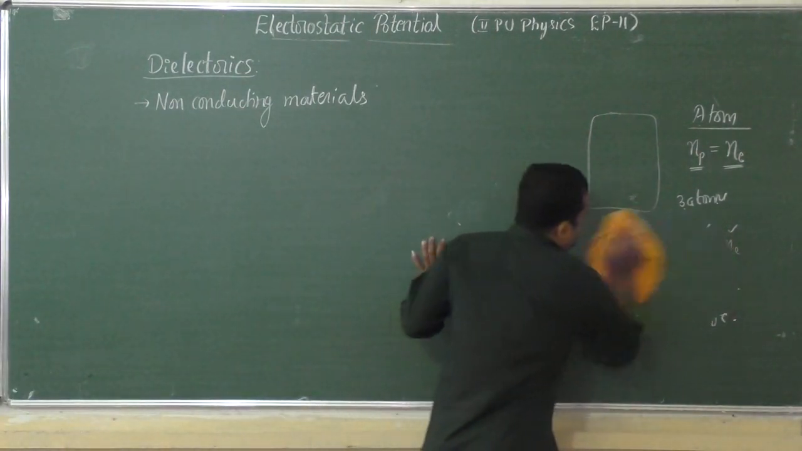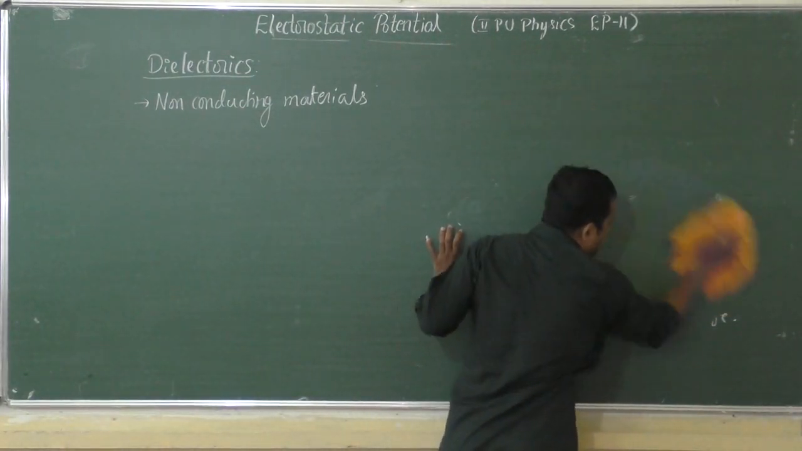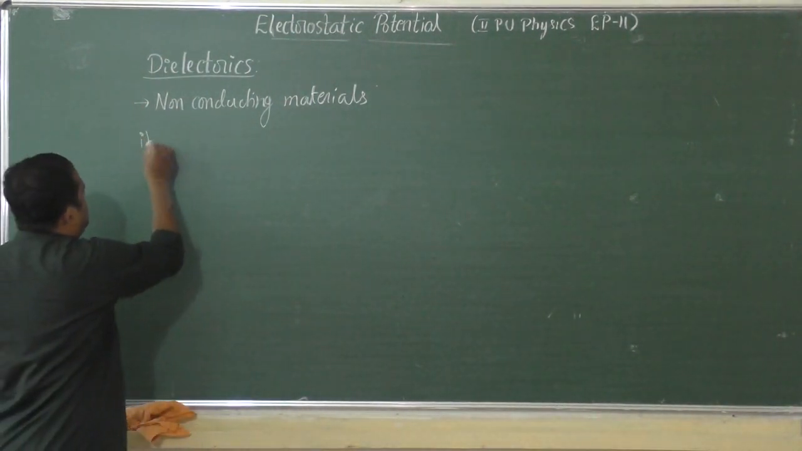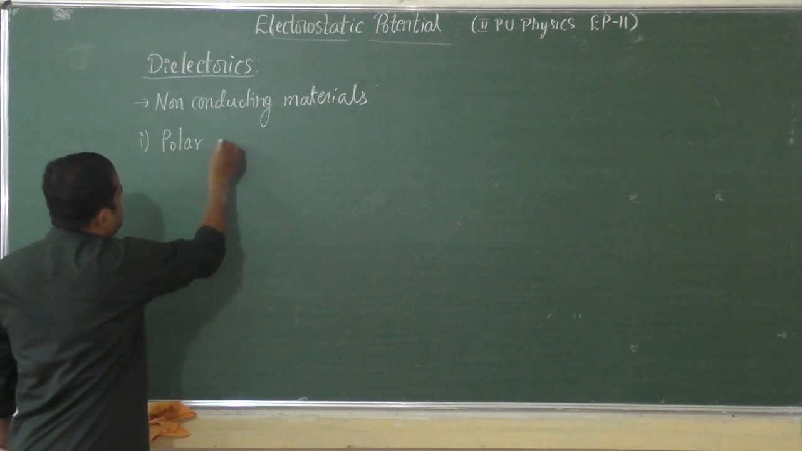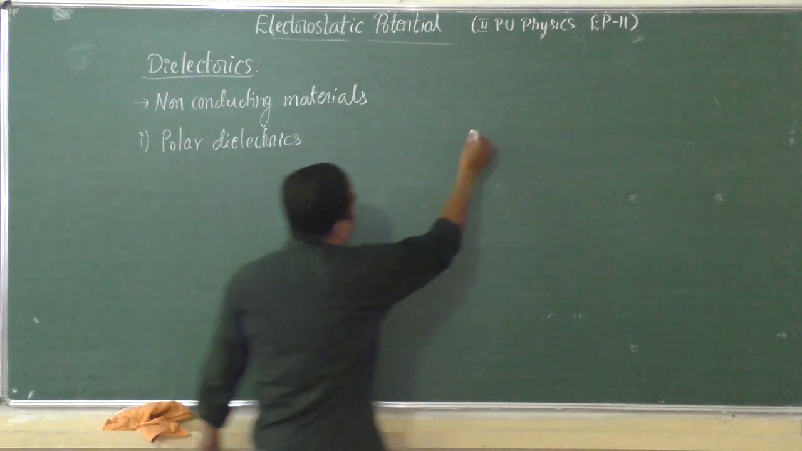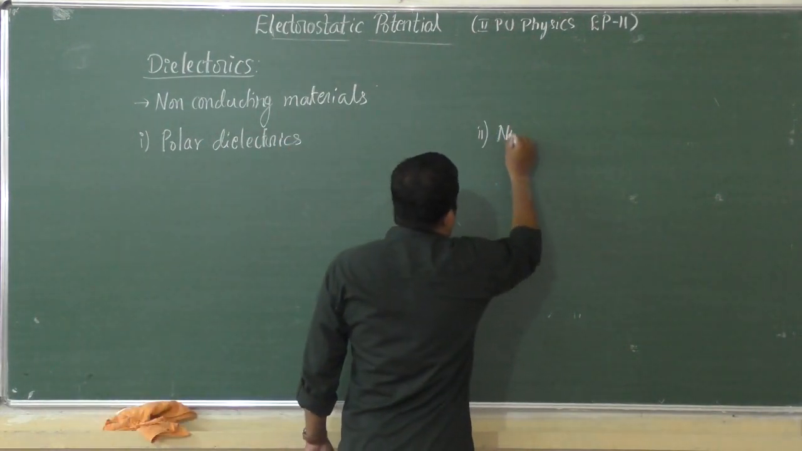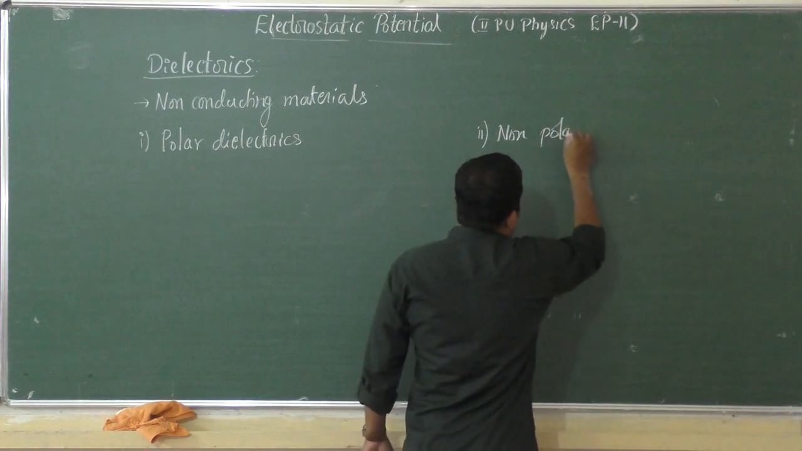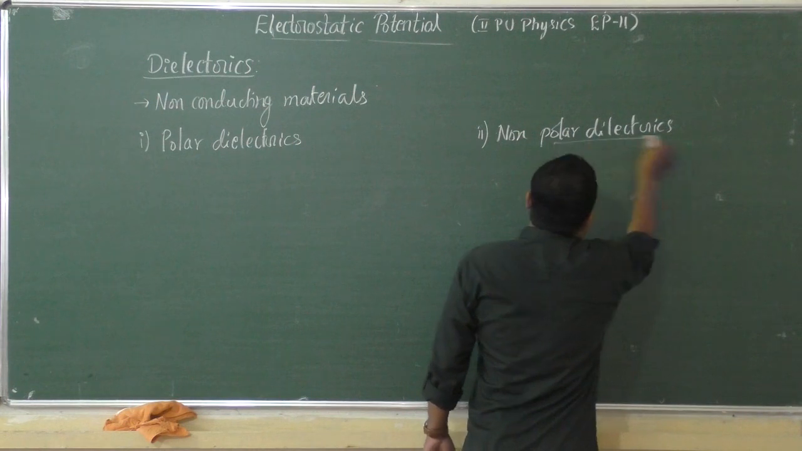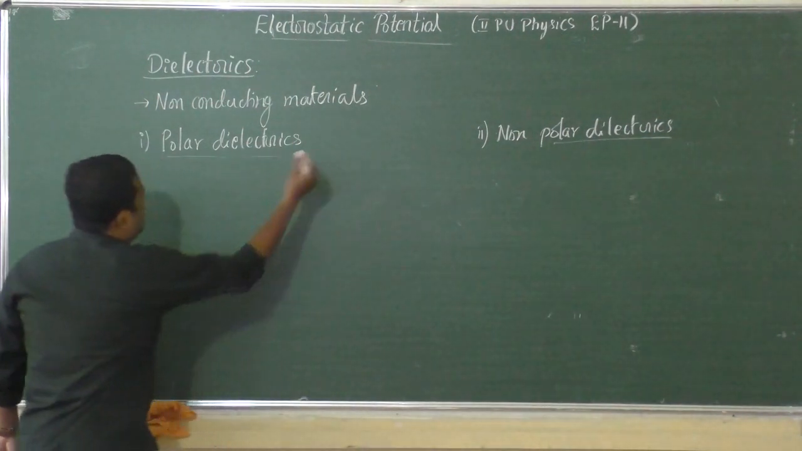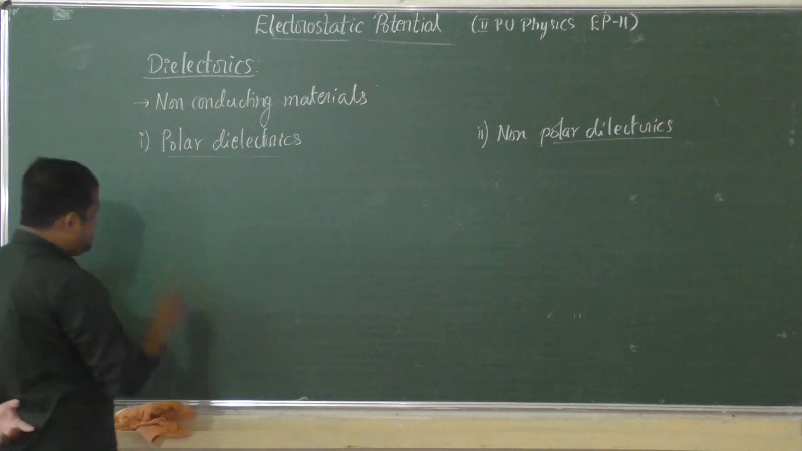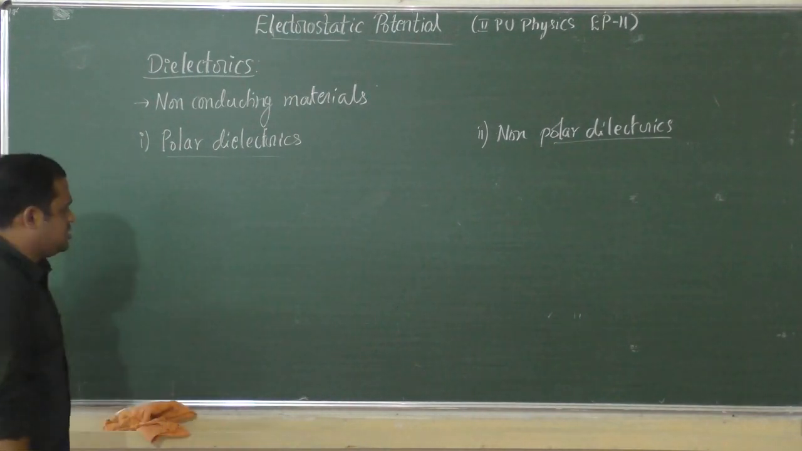Now, depending on the position of center of positive charge and center of negative charge in a molecule, dielectric substances, that is non-conducting materials, are classified into two. One is polar dielectrics, and second category is non-polar dielectrics. Okay, polar dielectrics and non-polar dielectrics. Now, in case of polar dielectrics, the condition is like this.